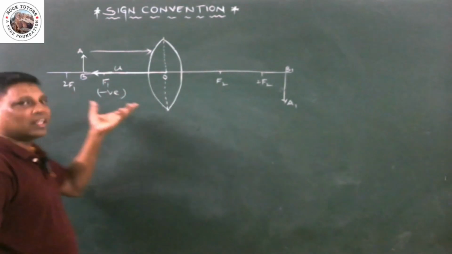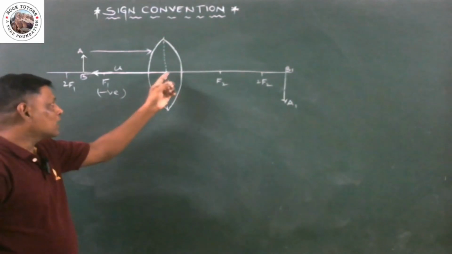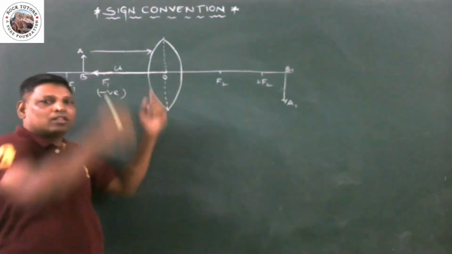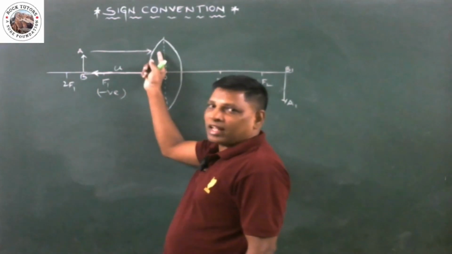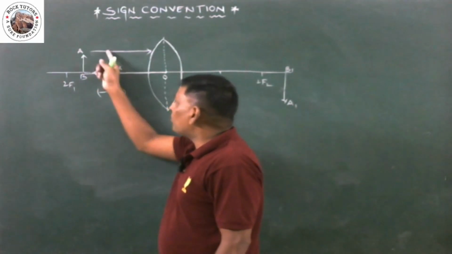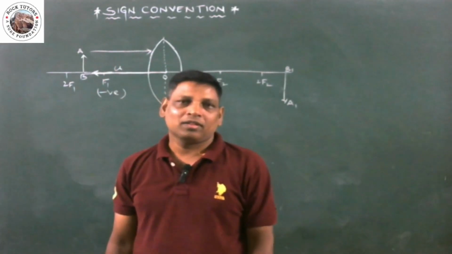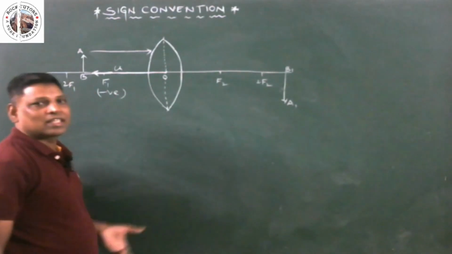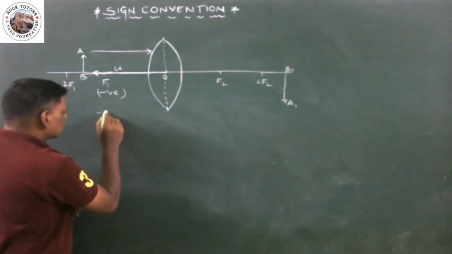Now tell me which sign this will get. Here I am moving from O to B, and the incident ray is going in this direction. Both are in opposite directions, and opposite means we take it as negative. Now here the object distance is negative. U is negative.